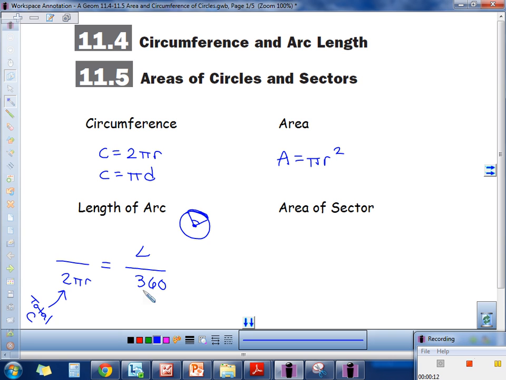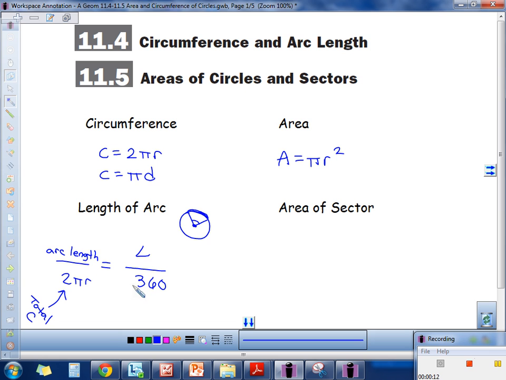The totals are on bottom and the partial pieces are on top. So the length you're actually trying to find is going to be up here. So length of arc. You could just say arc length. That's our formula for length of arc. Once again, it's partial over total. Partial over total.